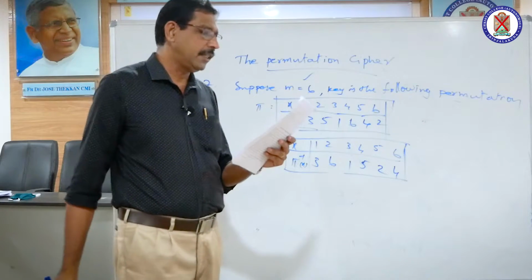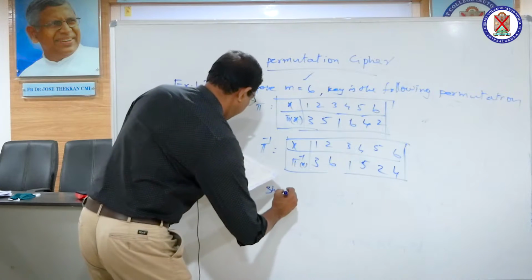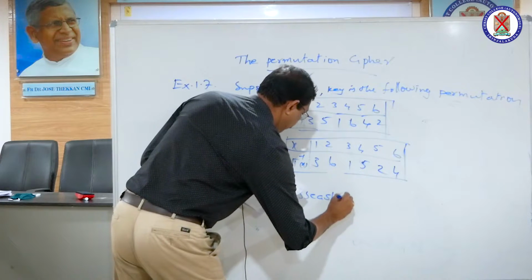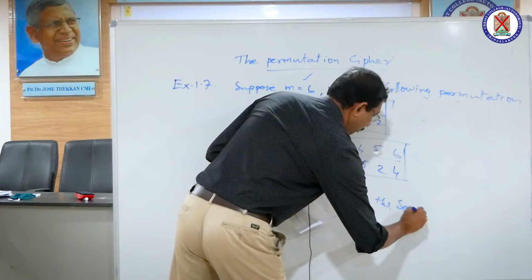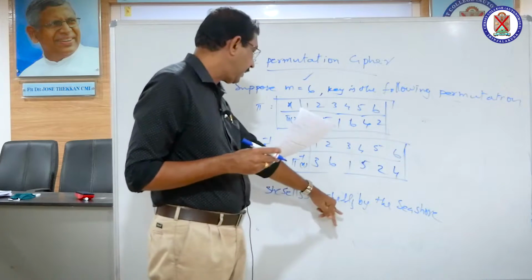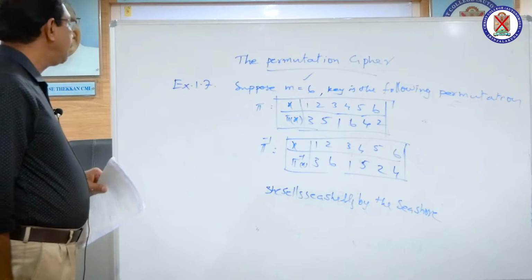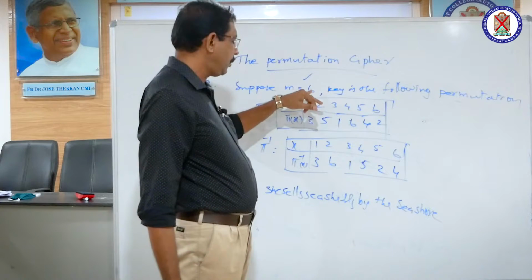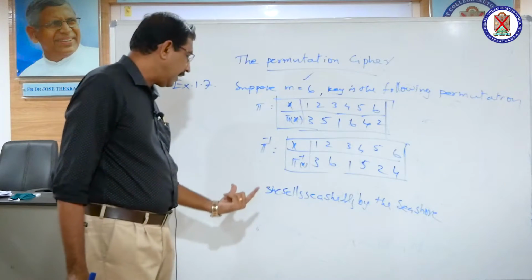Now suppose we are given a plain text like this: she sells seashells by the seashore. A meaningful plain text. We have to encrypt this by using the permutation cipher. For that, m consists of 6 elements. Therefore, we will try to divide the whole message into groups each having 6 elements.